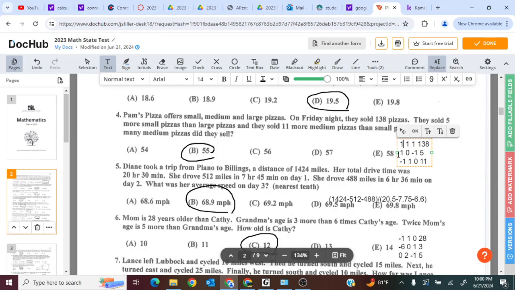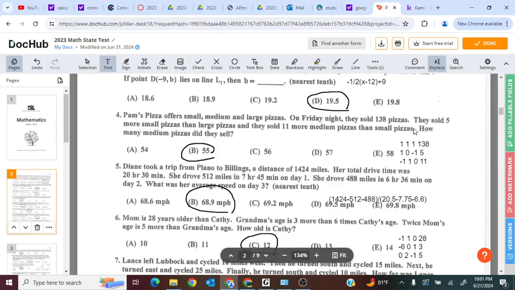There are 5 more small pizzas than large pizzas, so a small pizza is equal to this, large goes over on this side of the equation, so 5 plus 1 large pizza, and that represents this equation. Then the same for the 11 more than small. Small plus 11 gets you the medium. And if you do that, go to matrix and then math, scroll up to RREF and put in your matrix, you'll get 55 medium pizzas.